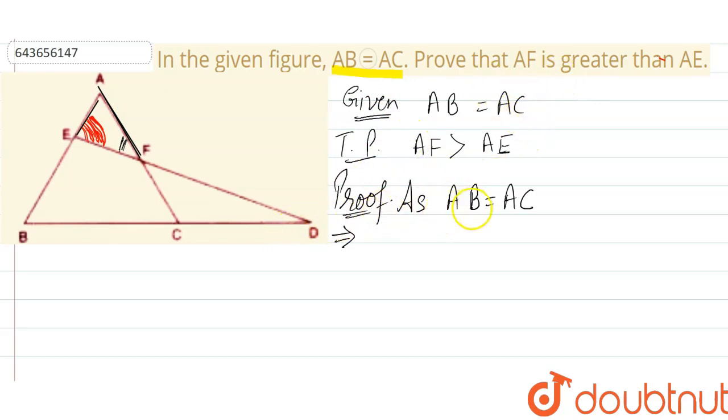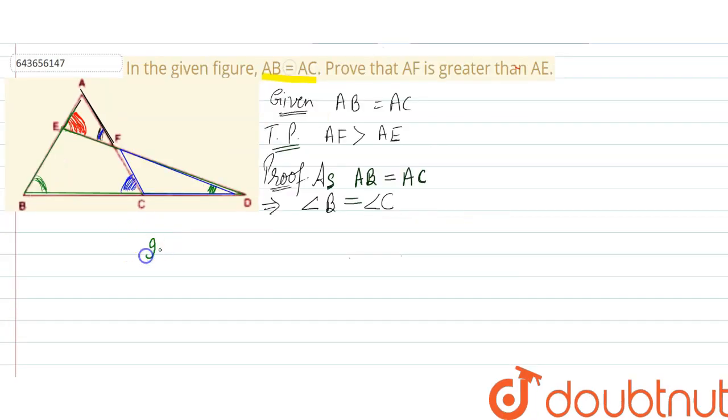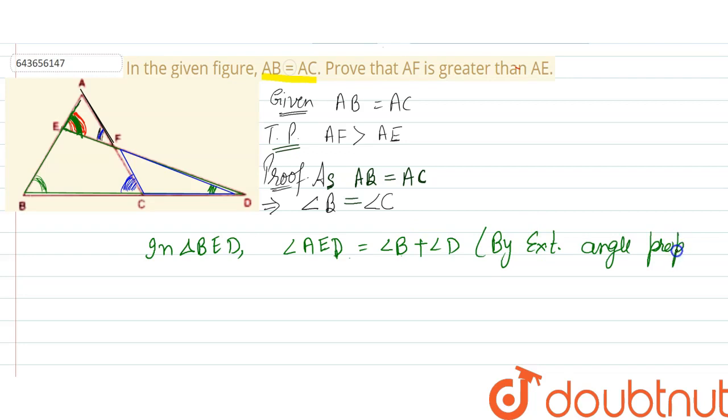So for the proof, as AB is equal to AC, this is the given thing. So what can we conclude? AB is equal to AC, so we can say angle B is equal to angle C. Now let us observe triangle BED. This angle AEF is an exterior angle for the triangle. So angle AED and angle AEF are the same angle. So angle AED is equal to angle B plus angle D by the exterior angle property.